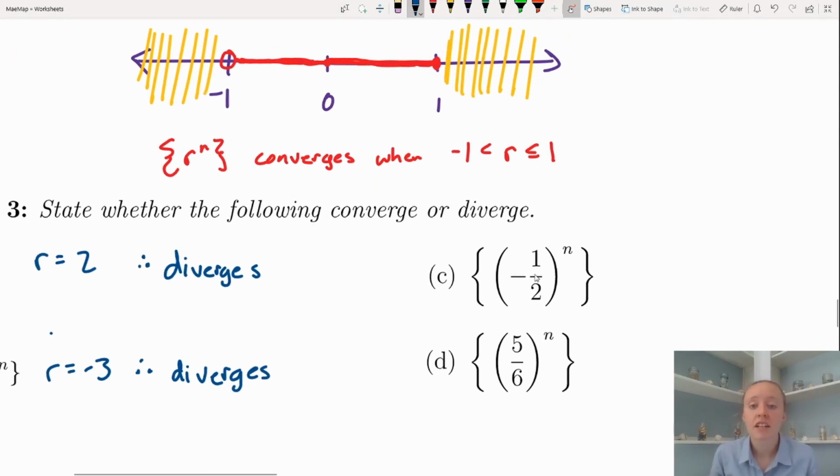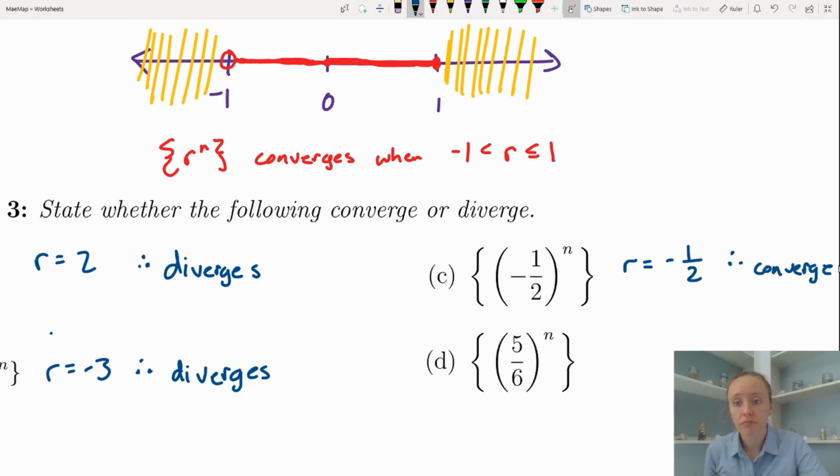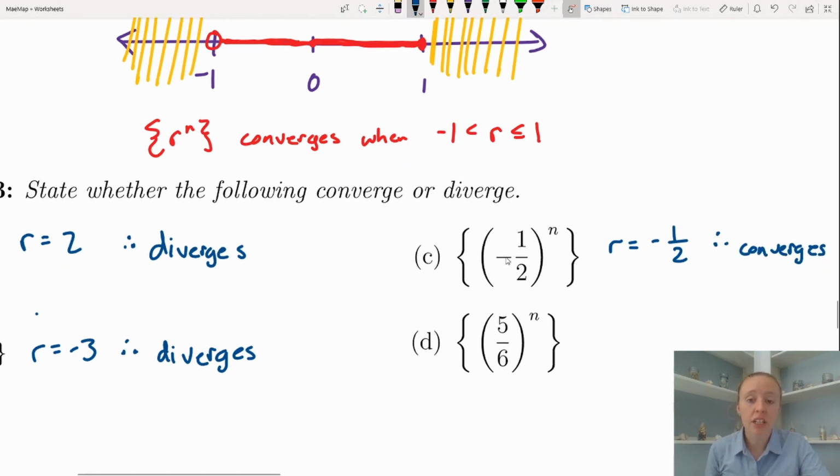Looking at c, -1/2 to the n, my r value is -1/2. Because my r is negative, I know this is going to be oscillating. However, because it falls in this interval of when my geometric sequence converges, I know that this converges. So this is actually an oscillating sequence that's bounded both above and below, but it's going towards some finite value, and that value is 0.